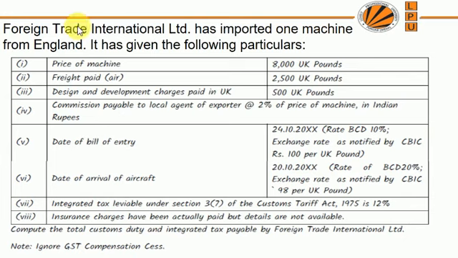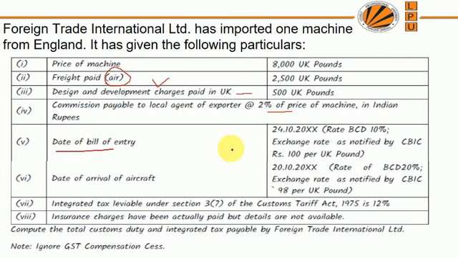Next important question: Foreign Trade International Limited has imported one machine from England. It has given the following particulars: price of machine 8,000 UK pounds, freight paid by air. Whenever air comes, I have to check whether it is 20% of FOB. If it is less than 20% of FOB, then I take this value. If it is more than 20% of FOB, then whatever is the 20% of FOB, that value will be taken. Design and development charges paid in UK, 500 UK pounds. Commission paid to local agent of the exporter, 2% of the price of the machine in Indian rupees.